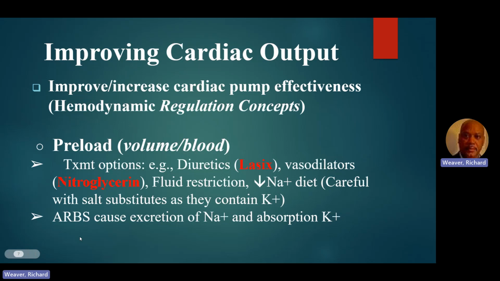Now, the problem here is these patients who have heart failure are placed on a medication called ARBs, aldosterone receptor blockers. And what this medication does as far as the mechanism of action is it causes a decrease in sodium, but the absorption of potassium. All right. So it is possible, especially if these patients are placed on Aldactone and they are also taking salt substitutes along with taking an ARB. And so we really have to watch their potassium levels. All right. So that is preload.